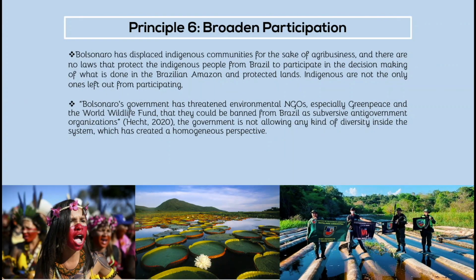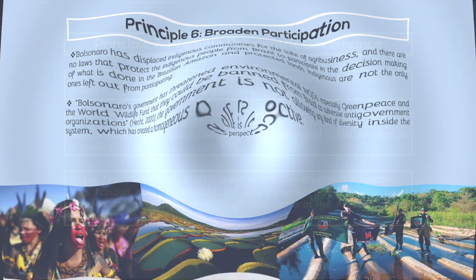Principle 6. Participation. Leaders are important for building a safe and open space for participation to happen, but the current government has displaced many indigenous communities for the sake of agribusiness, and there are no laws that protect them or give them the right to participate in the decision-making towards the rainforest. These actions make broad participation difficult to reach, and it makes the system have a non-homogeneous perspective.